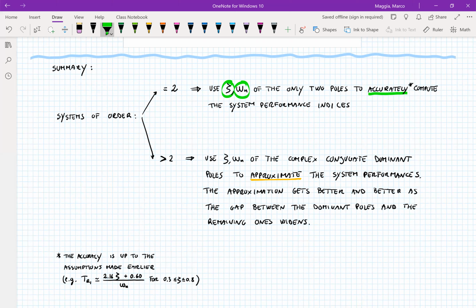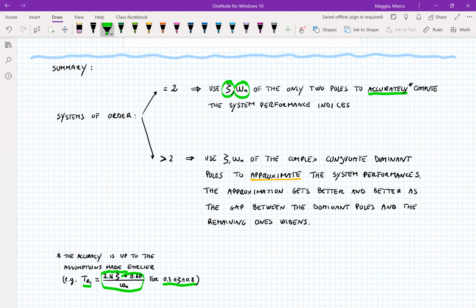Here I'm using the word accurately, but accurately means really just using the equations that I provided, the formulas that we found. In fact, the accuracy per se might not be very high. For instance, if you recall the definition of the rise time, it was just a linear approximation that was valid only for the damping ratio between 0.3 and 0.8. So the accuracy per se might not be very high, but the formulas apply exactly because we only have 2 poles. All right.